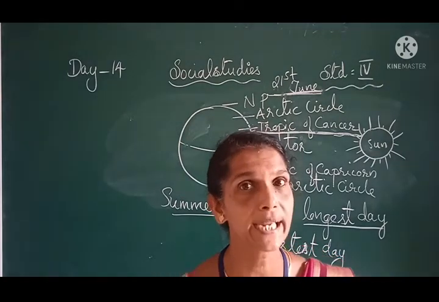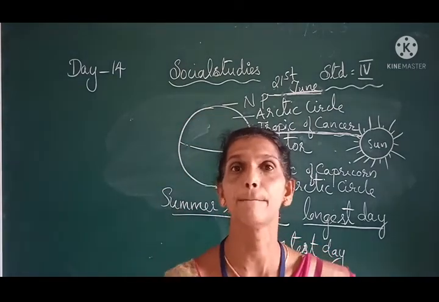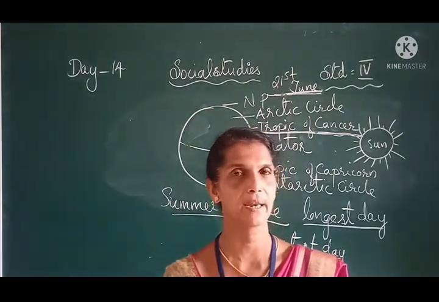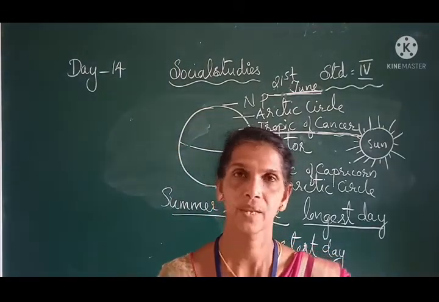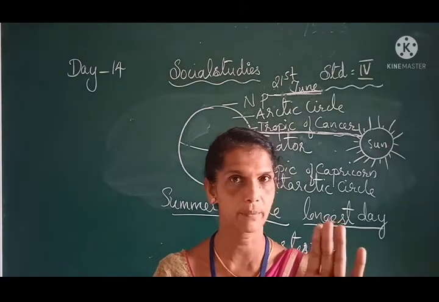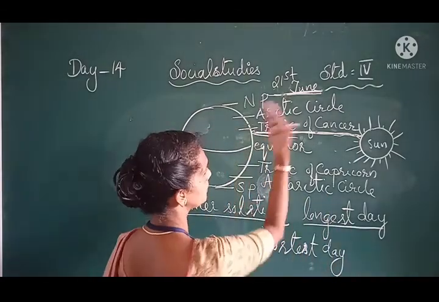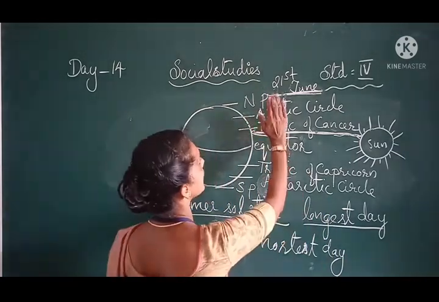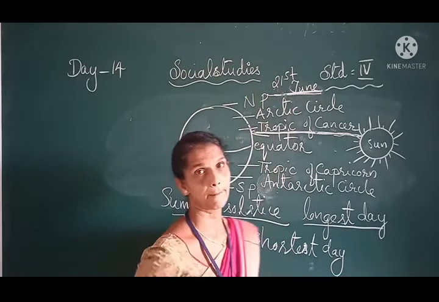When the north pole is nearer to the sun, it is summer in the northern hemisphere. When the north pole comes near, the northern hemisphere will be hot. It is the opposite at the south pole. When the south pole comes near, in the southern hemisphere it is summer, and exactly the opposite in the northern hemisphere. If it is summer here, it will be winter there, and if it is winter here, it will be summer there.